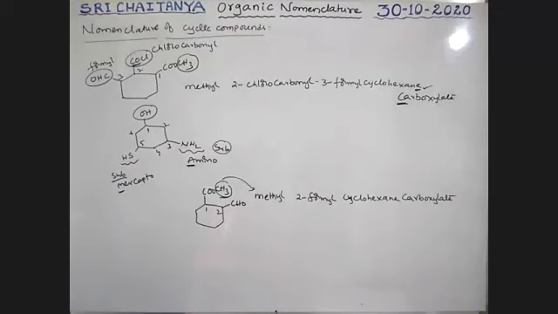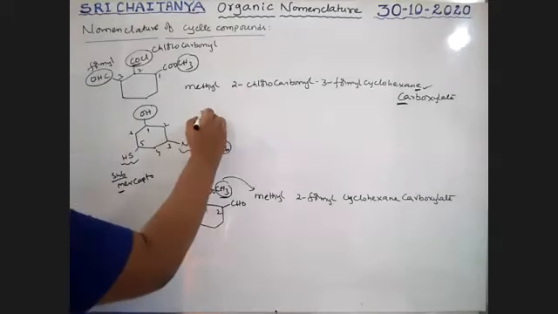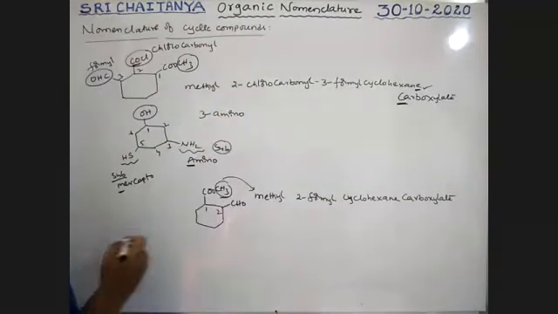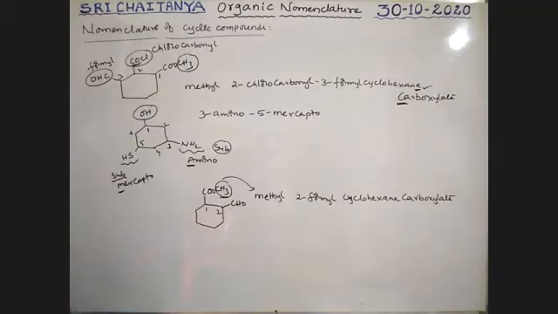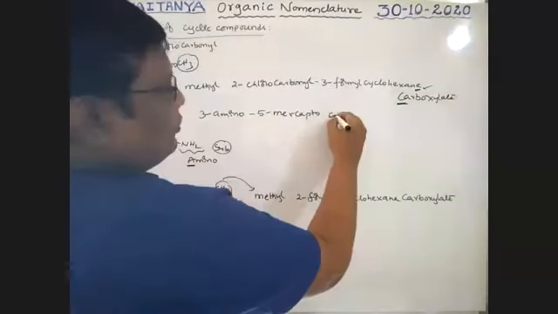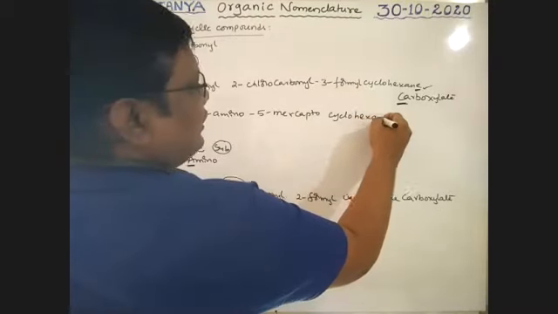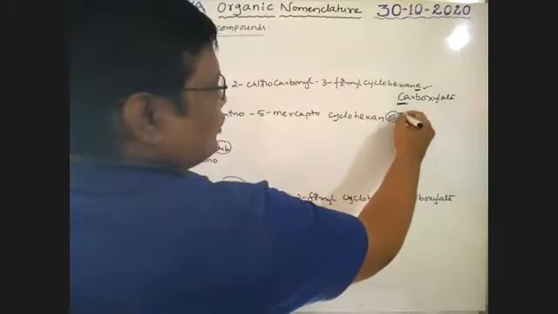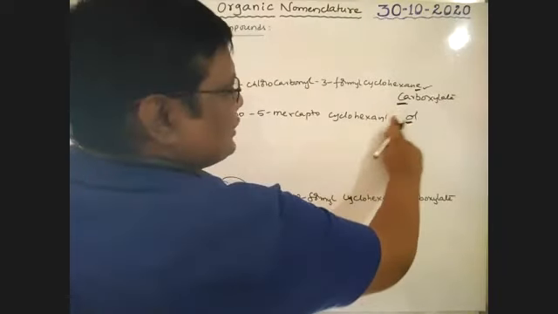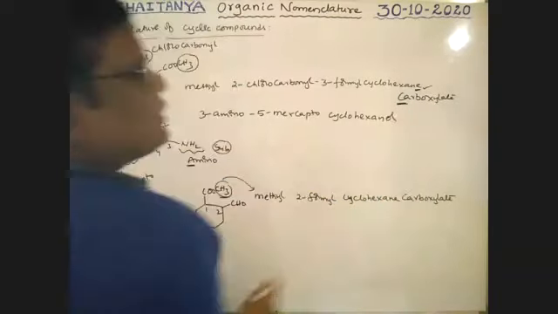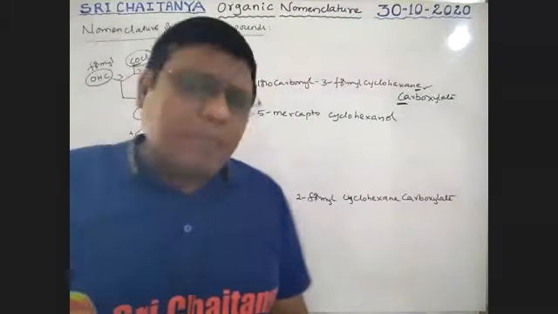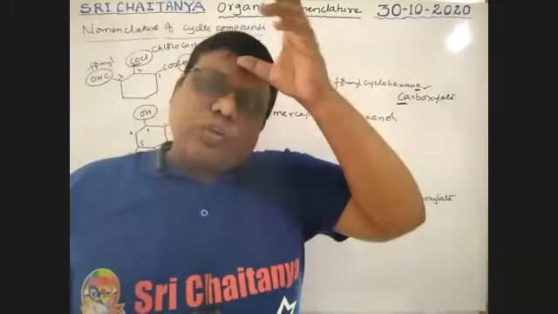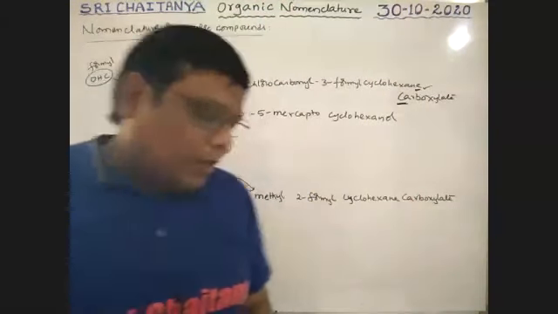Now write the name of this compound. Therefore, 3-amino, 5-mercapto, cyclohexane. Actually, E remained, boys. For OL, O is a vowel. Therefore, E is replaced with OL. Therefore, cyclohexanol. That's correct. Okay, so this is the way to give the numbering of the ring chain. How to give numbering is very, very important. Okay. Next.